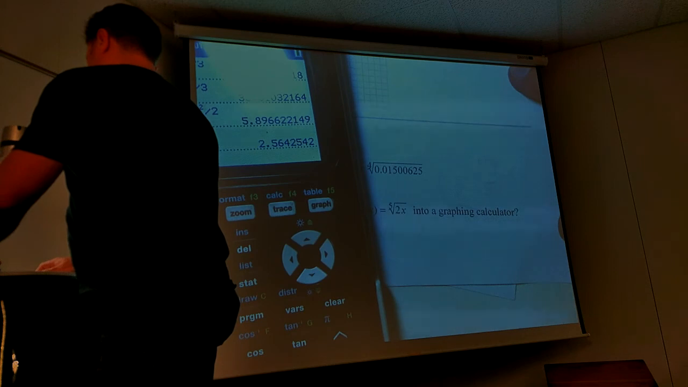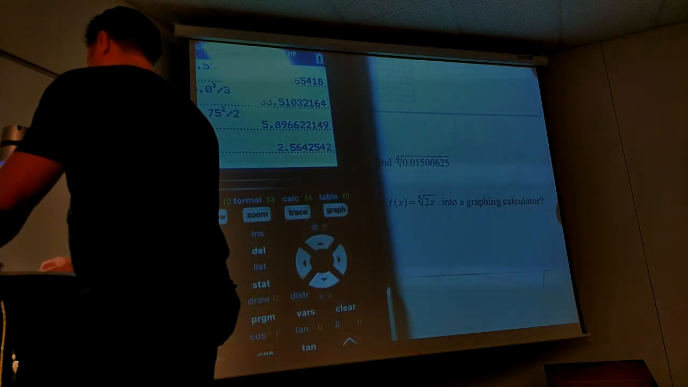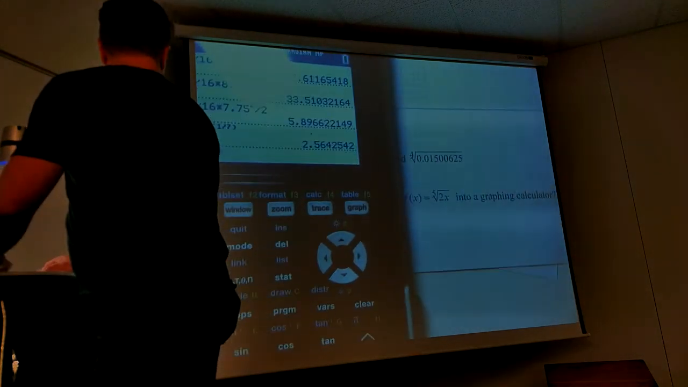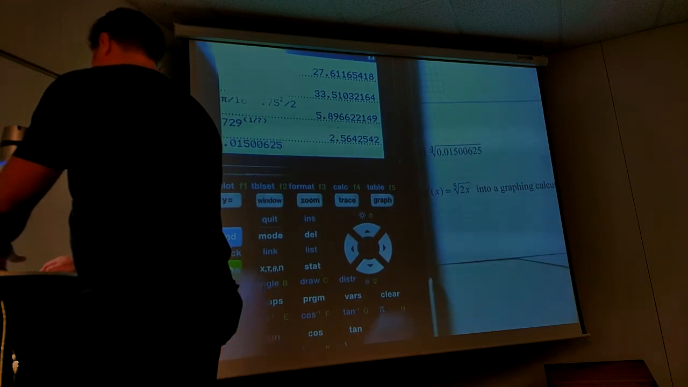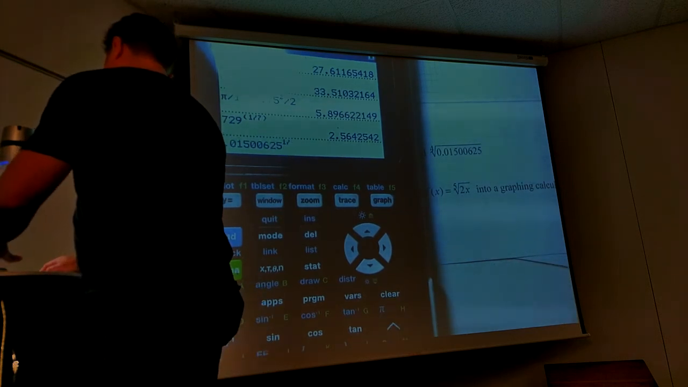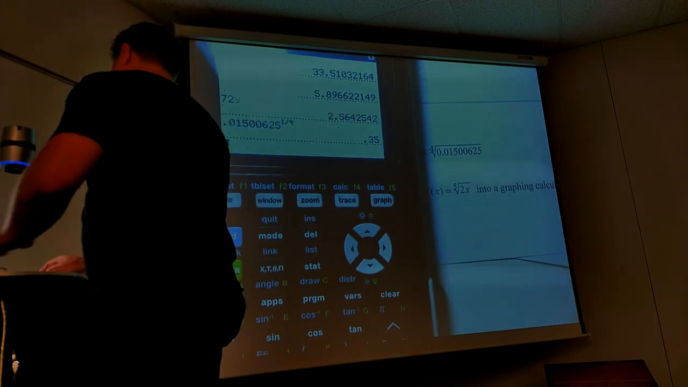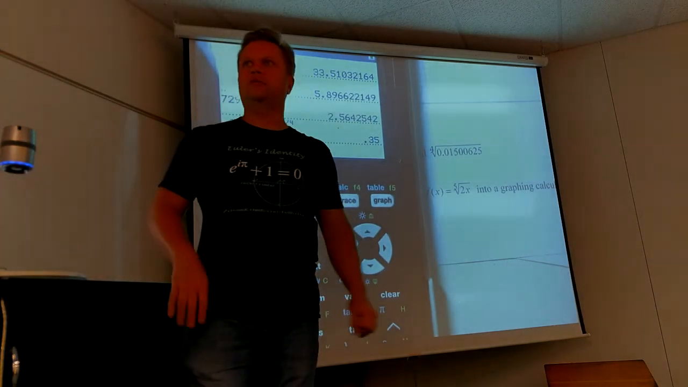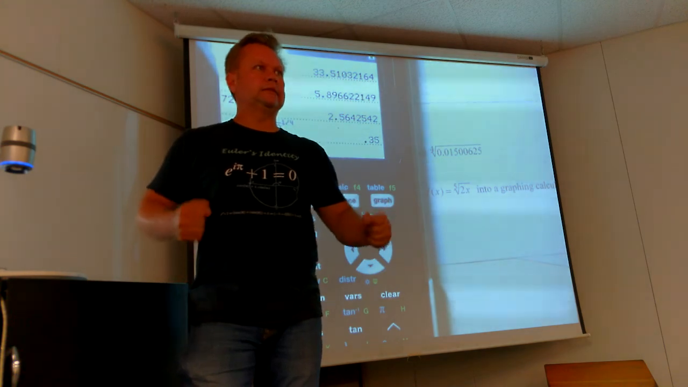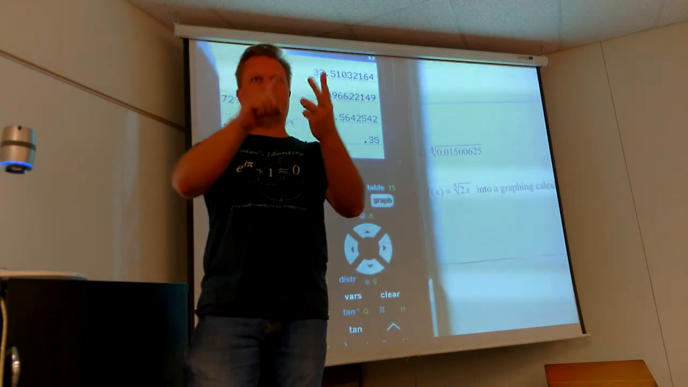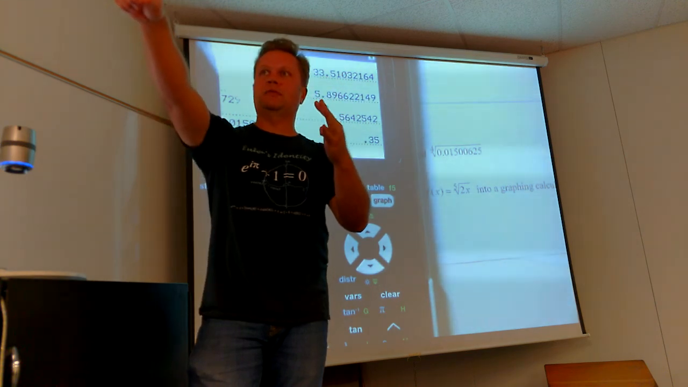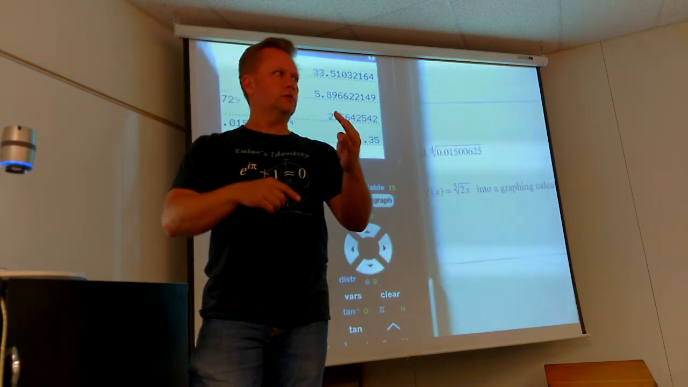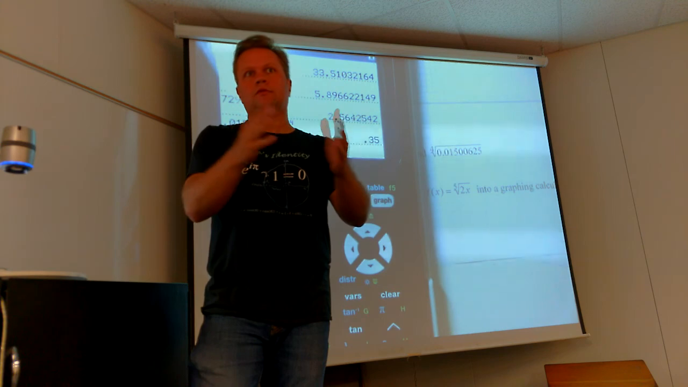So if I just type in 0.0625 to the 1/4 power, there you go, you get 0.5. So if I did 0.5 times 0.5 times 0.5 times 0.5, what would I get? 0.0625, right? Because that's what that means.